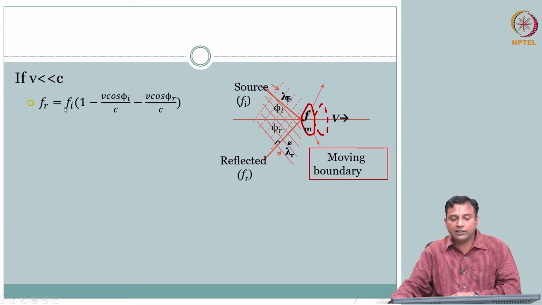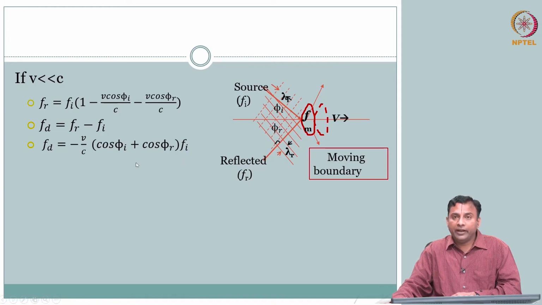So we can write Fr is equal to Fi times 1 minus V cos phi i by C minus V cos phi r by C. Okay. So quickly from here you can see that we are slowly getting to where we want. What we want? Fr minus Fi. Fr minus Fi is your Doppler shifted frequency. Fr minus Fi is going to be this V by C, cos of phi i plus cos of phi r, times Fi.